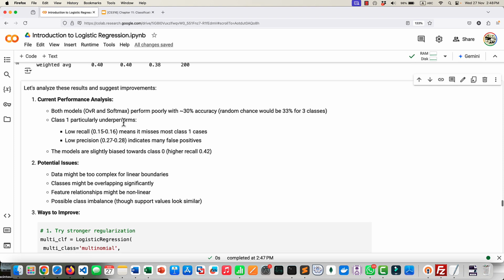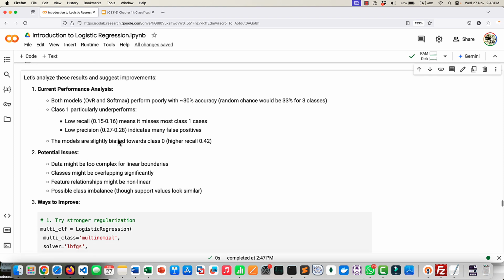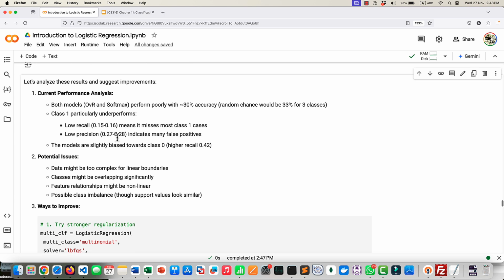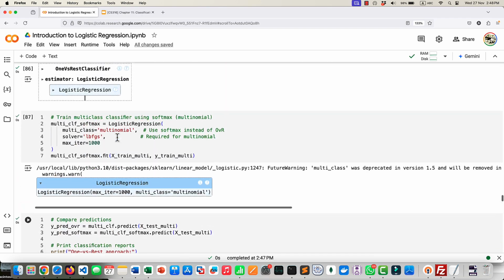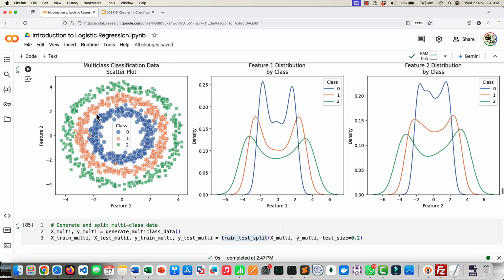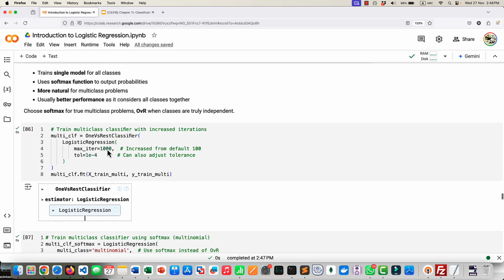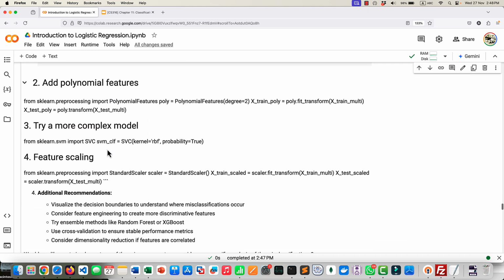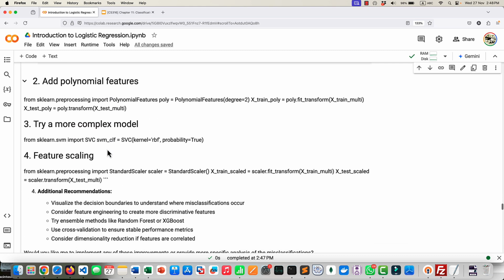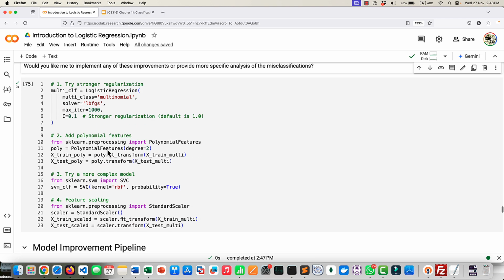Okay, so this is the analysis. Both models have low performance. So another way, let me quickly show you different techniques that we can use. Because we are using a 2-dimensional space, this model is not linear. But we can make a data transformation. We can use polynomial features, convert the features to polynomial nature.